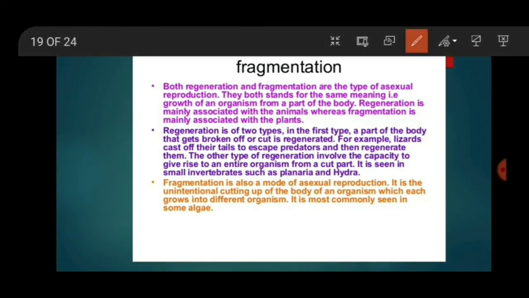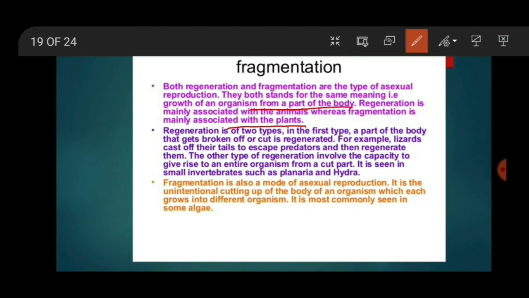Beta, both regeneration and fragmentation are types of asexual reproduction. They both stand for the same meaning, that is growth of an organism from a part of the body. Regeneration is mainly associated with animals, whereas fragmentation is mainly associated with plants. So this is one of the differences.